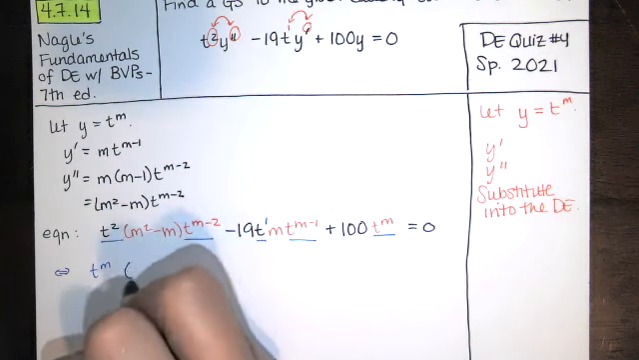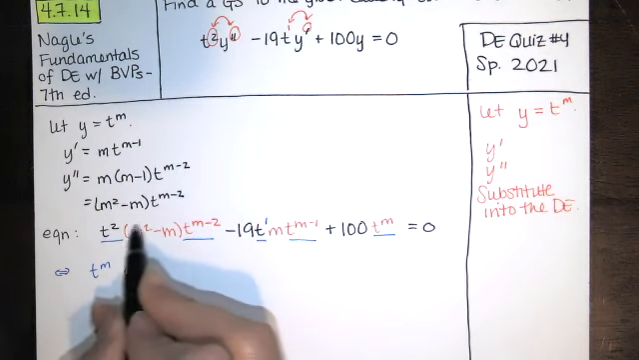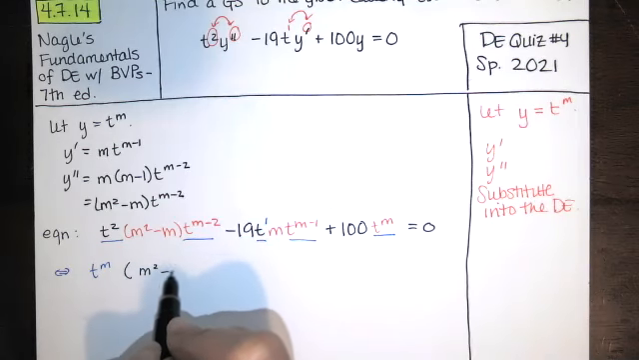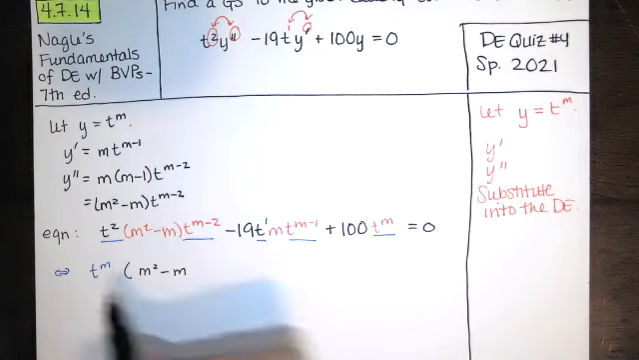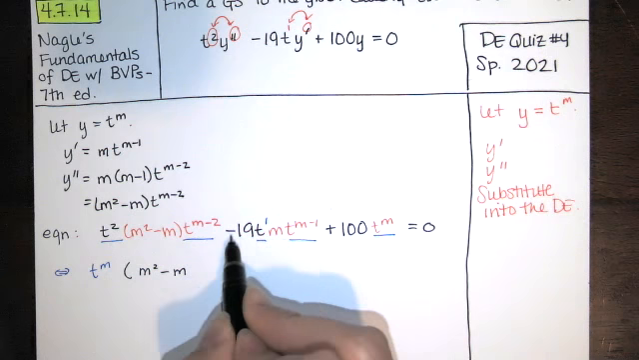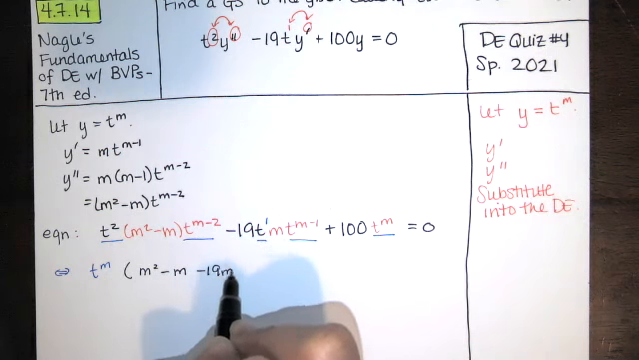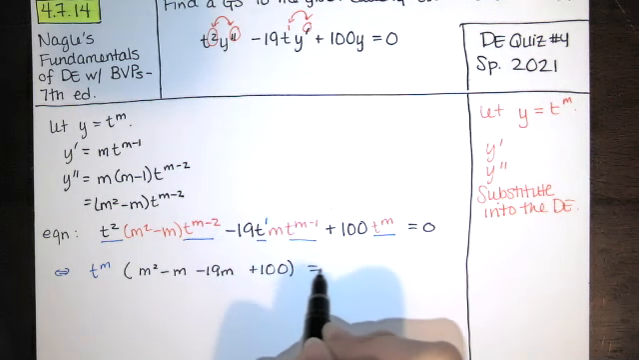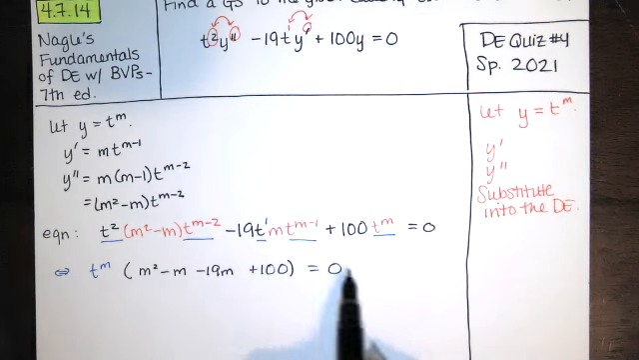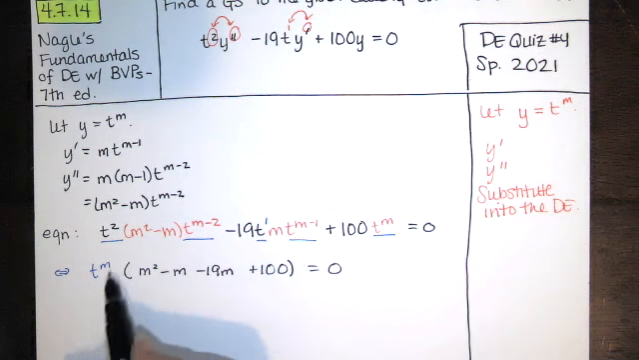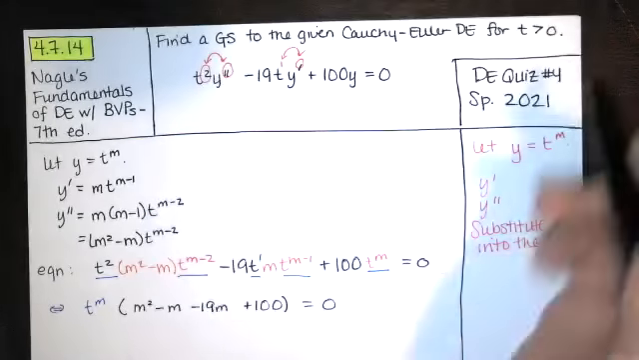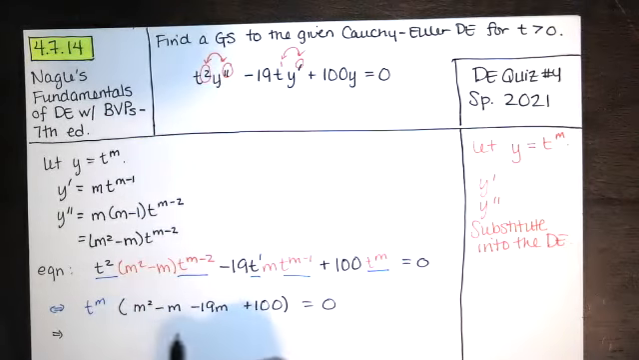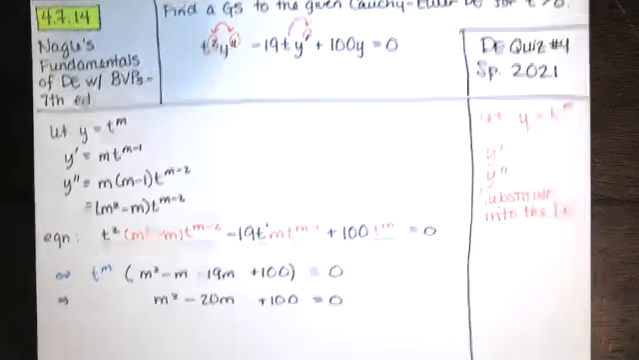And then let's see what's left. t to the m times this quantity m squared minus m gives us the first term. And t to the m times a negative 19m gives us the second term. And t to the m times 100 gives us the last one. This times this equals 0 if this equals 0 or this equals 0. And this is never 0 because we're assuming t is greater than 0. So we must have m squared minus 20m plus 100 equals 0.